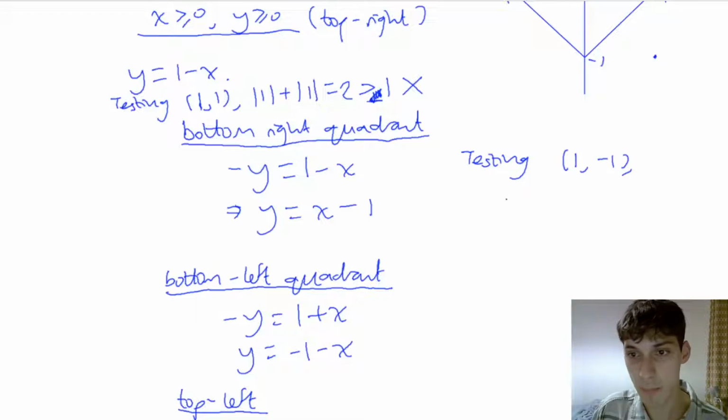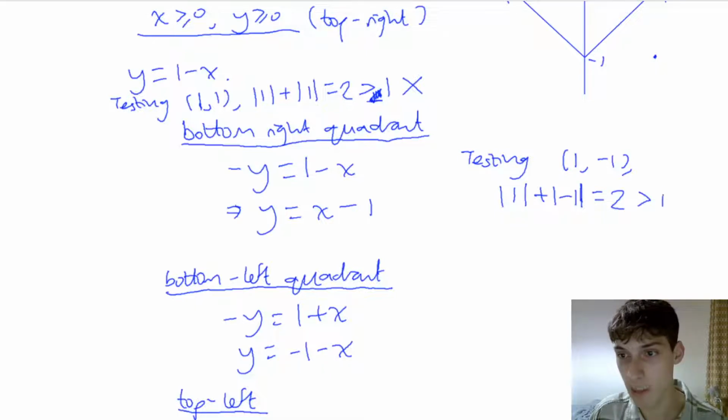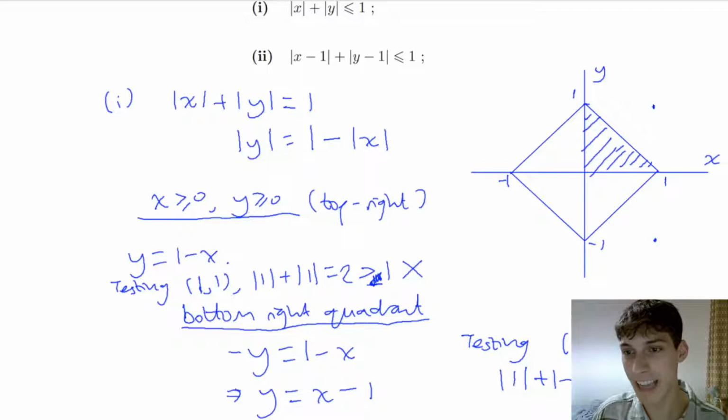We get the modulus of 1, that's the x, plus the modulus of minus 1, that's the y, is equal to 2, which again is greater than 1. So that doesn't satisfy it again. So you might be seeing how this is going, but we do need to do it all still. We need to be shading this bit.